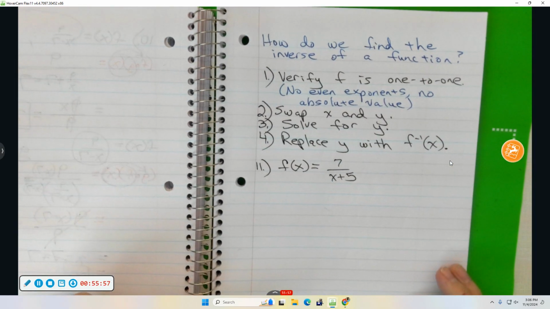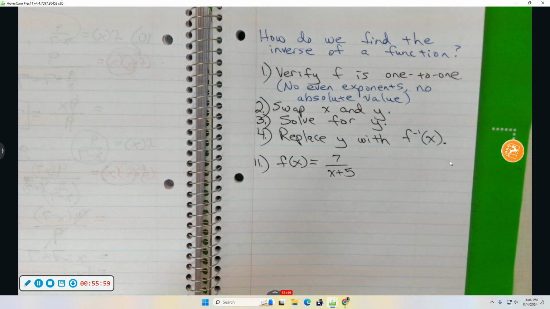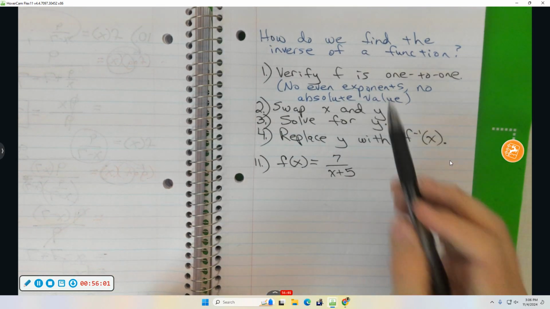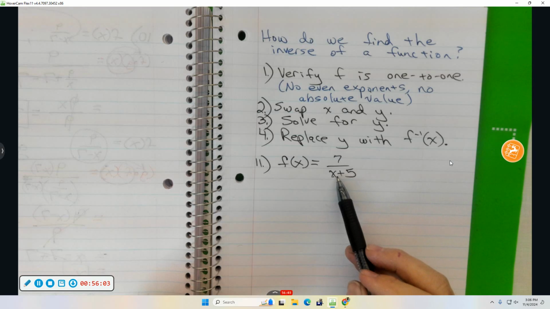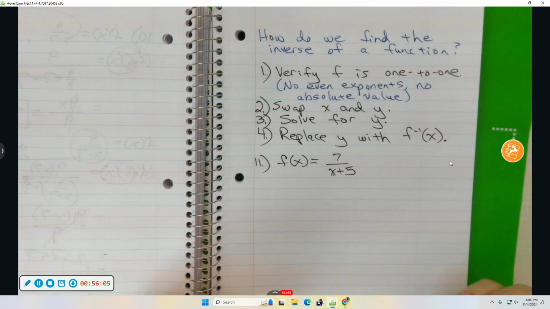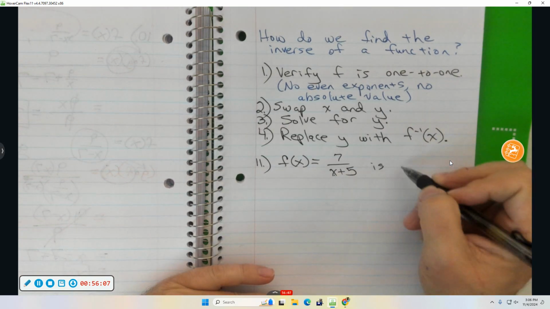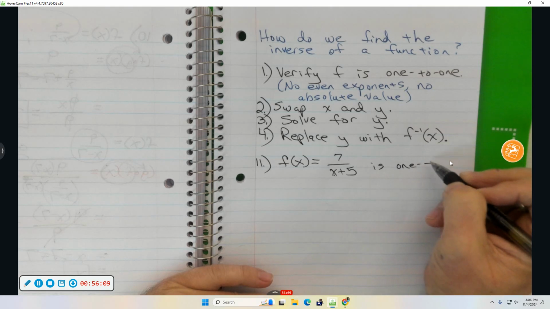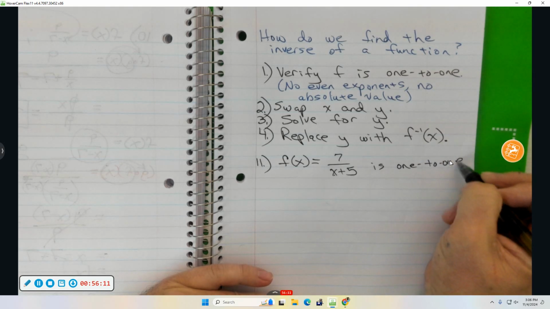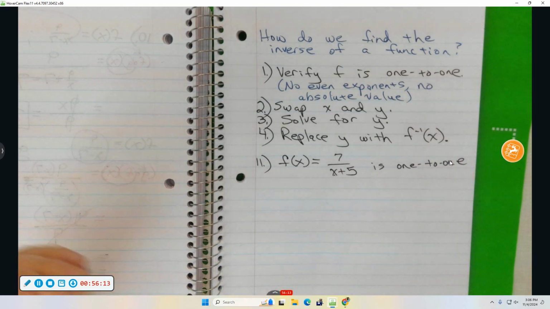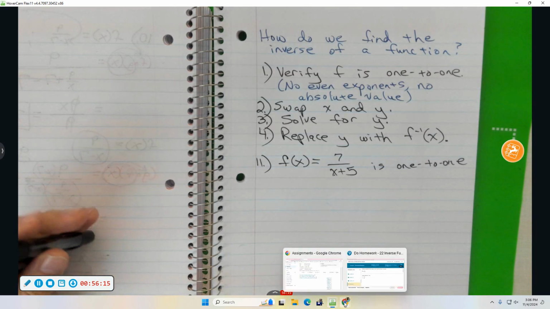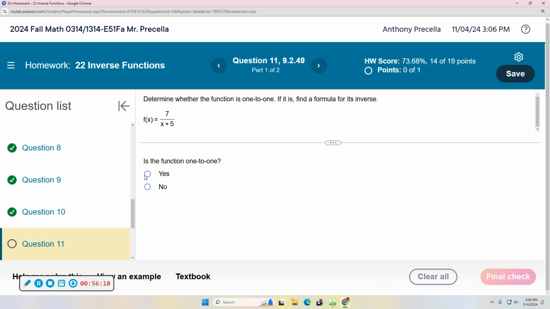Is this function one-to-one? Yes, there are no even exponents. It's just the x to the first power. There are no absolute values. So yes, we can say this is one-to-one. I guess it'd be better if it hadn't been one-to-one, because then we wouldn't have any more work to do on the problem. But as it is, yes, it is one-to-one.